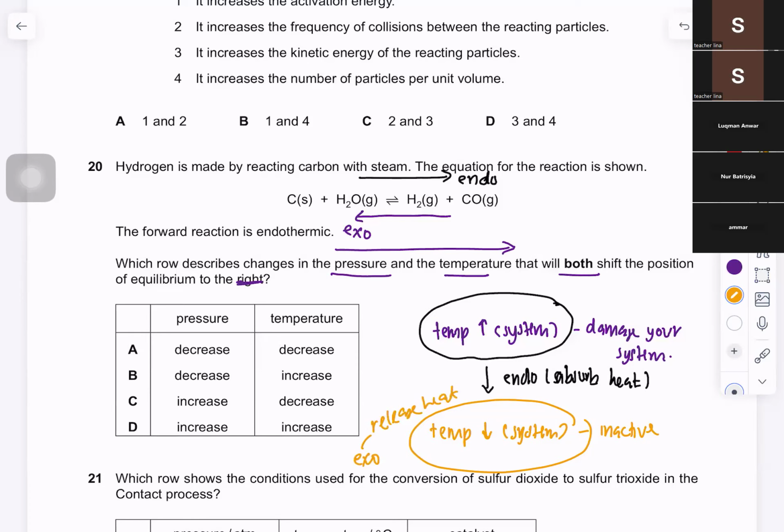Okay, yang tanya teacher tu. Is it clear, Syah? Yang teacher explain now. Clear, teacher. Okay. Right, so settle. Now you nak shift to the right tau. You nak shift to the right, you kena cari endo. Okay, you kena cari endo. So it means that now your temperature increase.